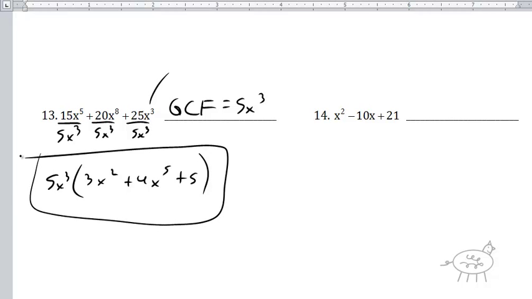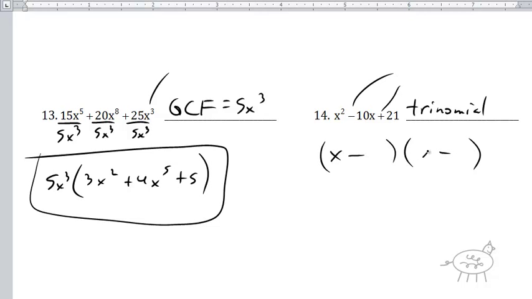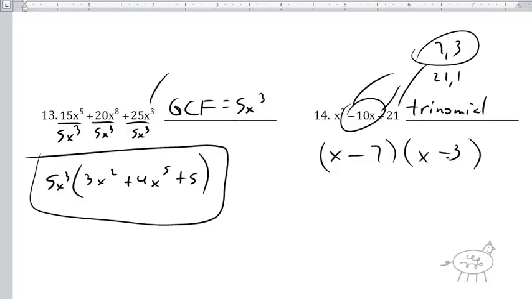Okay? Not bad. And then the last one, this is definitely a trinomial. There's no greatest common factor. And so we're going to factor this guy, and it's plus 21. So it's the same sign, but they're both negative, so it's minus, minus. So x and x. And then 21, really, the only ones are 7 and 3, and 21 and 1. And of course, 7 plus 3 is 10. So it's going to be 7 and 3.